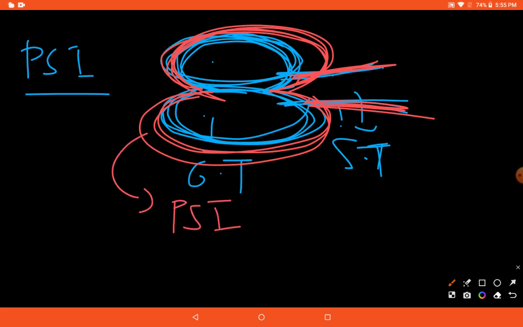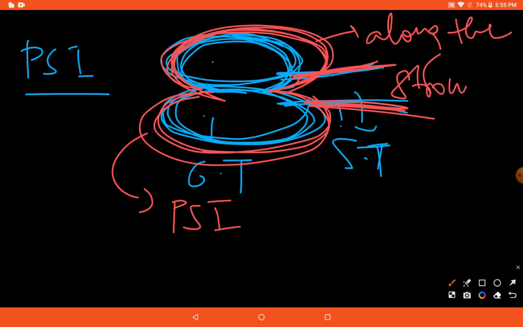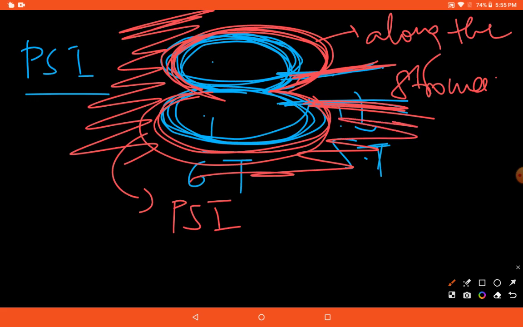PS1 is found in these places. So we can say it's along the stroma. Why along the stroma? Because it is dipped in the stroma. This whole here is your stromal part. So this is your stroma, so it is along the stroma.